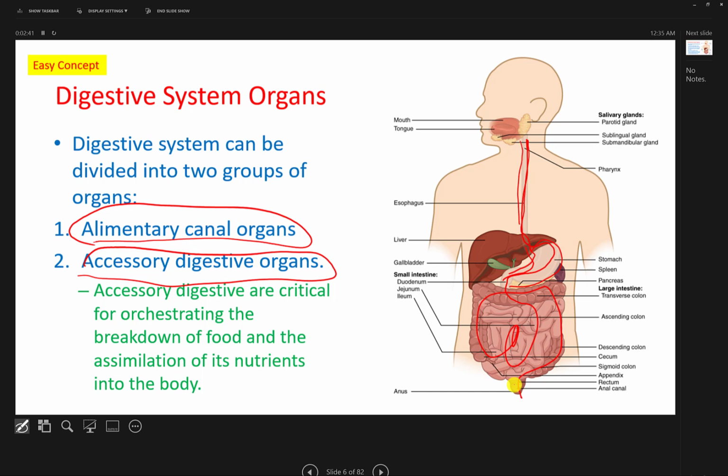Then we have the accessory digestive organs. These are organs associated with the canal, like the liver and the pancreas. Some textbooks consider the mouth and the tongue part of the accessory digestive organs, and these are providing critical help for the organs of the alimentary canal. So making them accessory does not mean that they are less important.